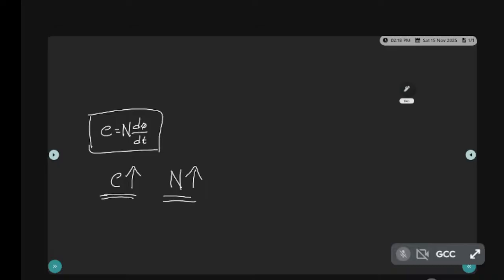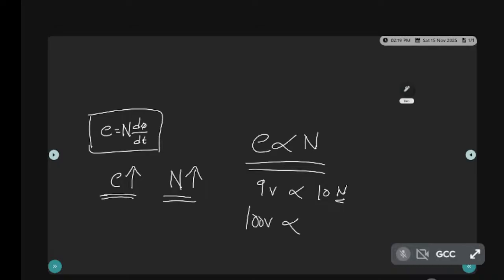In order to get less voltage, what do you have to do? Decrease the number of turns in the secondary. For 9 volts, decrease the number of turns in the secondary. If you want more voltage, increase the number of turns. So the EMF induced in the transformer is directly proportional to the number of turns. If I need 9 volts, I require only 10 turns, for example. If I require 100 volts, I require 30 turns.